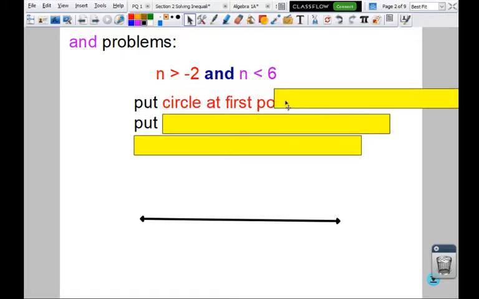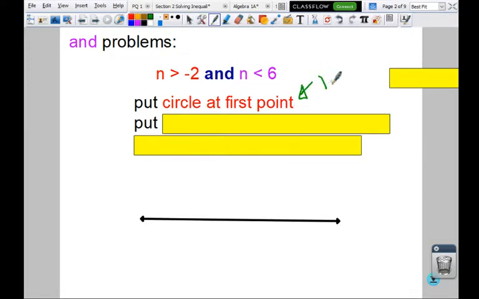So what I'm going to do first is put a circle at my first point. And when I say first point, I mean the left one. If I were to do these individually, I'd have a circle at -2 and a circle at 6. Which one of these is going to be on the left? -2. So I'm going to put my circle at -2, and am I going to fill in my circle? No.